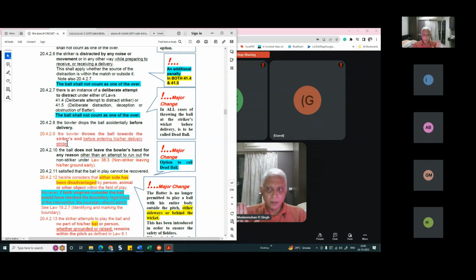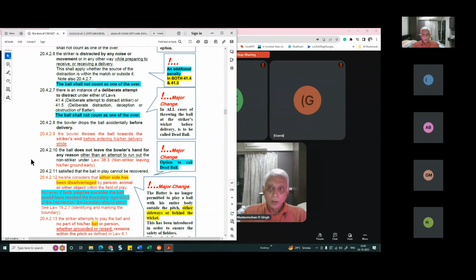So remember always, if the bowler on his run-up has thrown the ball to the striker's wicket, it is always dead ball. Either umpire can call dead ball. But if he does it in his delivery stride, it is a normal throw, which is also penalized. We will discuss that when we come to the next law, Law 21.